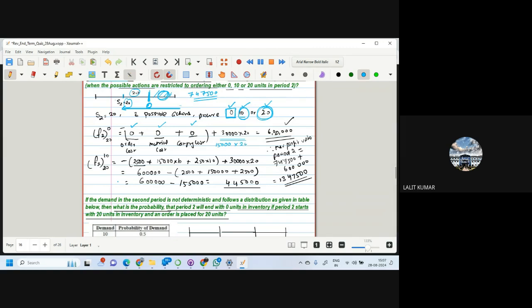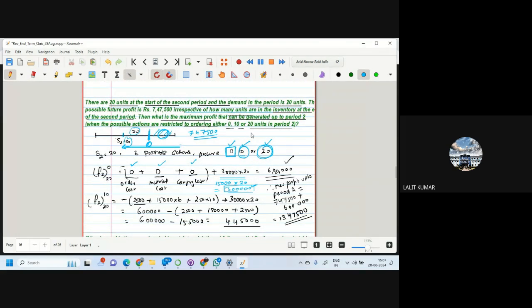15,000. Yes, profit 15,000. Correct. So his maximum profit which he can make is 3 lakhs. Correct. So his profit will become up to profit to, just hold on. Somewhere I have made a mistake. His 20 is 20. He's not ordering anything. 30,000 into 20. He sells.